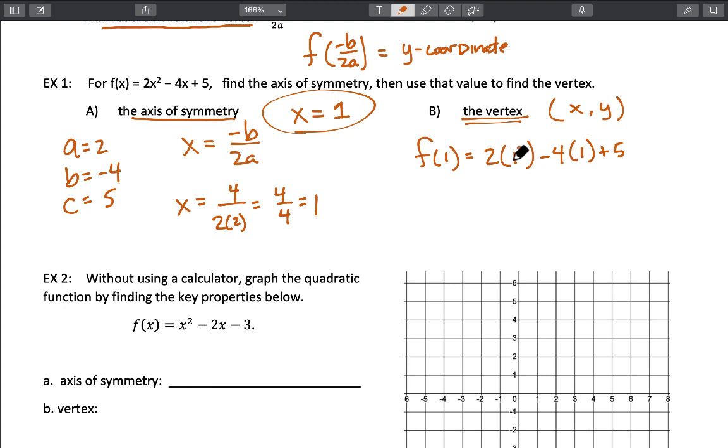1 squared is 1, and then 1 times 2 is simply 2, minus 4 times 1. 4 times 1 is just 4, so it's minus 4, and then plus 5. Adding and subtracting left to right, 2 minus 4 results in negative 2, and then negative 2 plus 5 is positive 3. So that's our y-coordinate, and that makes our vertex (1, 3). Remember, the 1 comes from my axis of symmetry. The 3 came from evaluating the function for that x value.